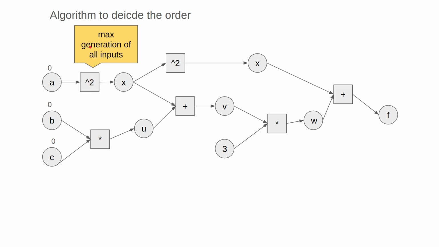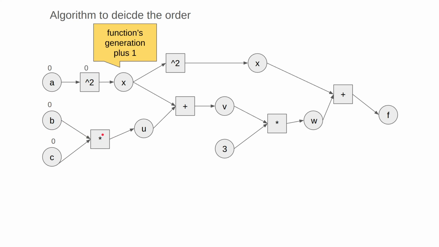The algorithm is that the generation of a function is the maximum generation of all its inputs. So, for example, here, the square has only one input and the generation is 0. So the generation of the function will be 0 as well. And for this one, it has 2 inputs, and the generation of both inputs is 0, so this one will be 0 as well.